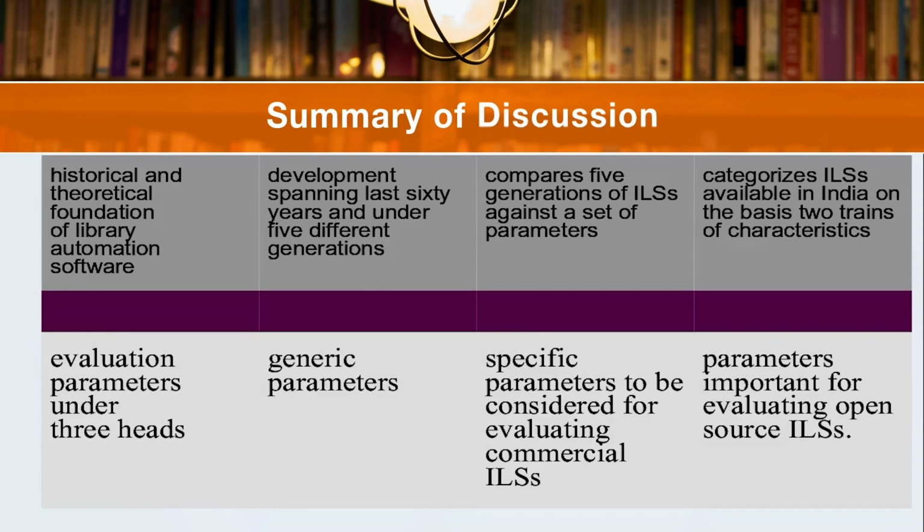So, as a summary of the discussion, we need to go for evaluation parameters under 3 heads: generic parameters and functional requirements, specific parameters to be considered for evaluation of commercial ILSs, and parameters important for evaluating open source ILSs. In an open source ILS, there is no customer support, no on-site support, no on-call support. So you need to check how strong the user community is. If you post a particular problem, after how many hours do you get attention or an answer. This kind of specific parameter is important for evaluating open source ILSs.